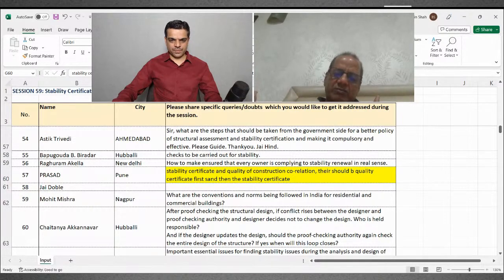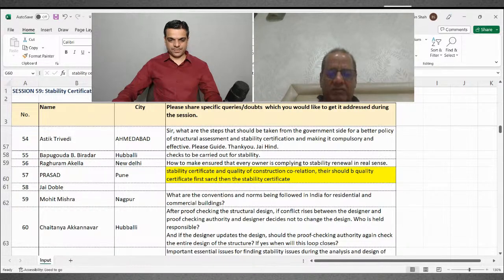You see, metro construction is going on. There is absolutely no quality issue because everything is very well defined, all SOPs are well defined. The same thing has to be done for buildings also.